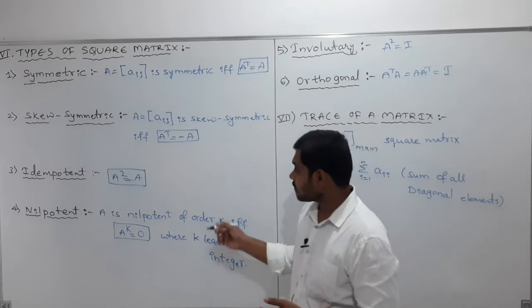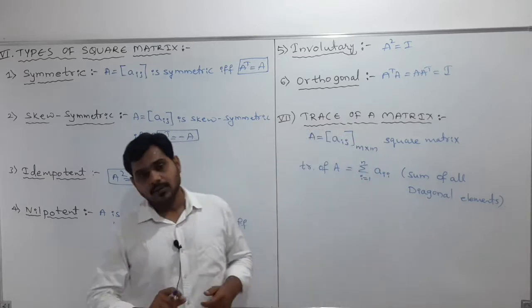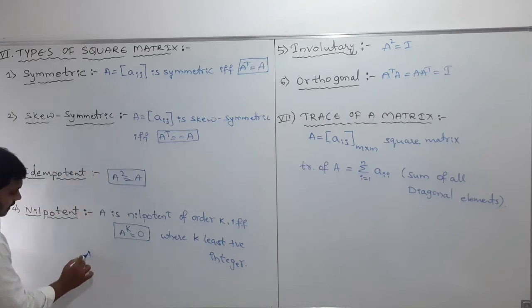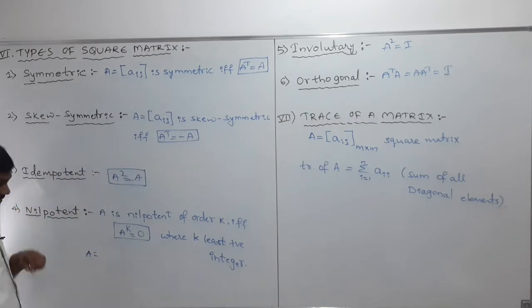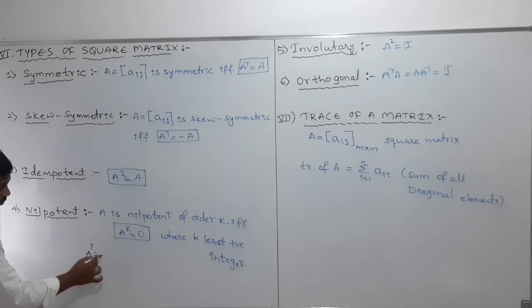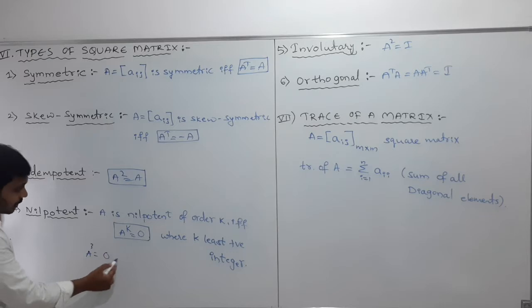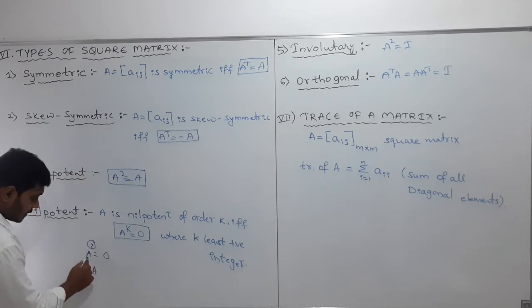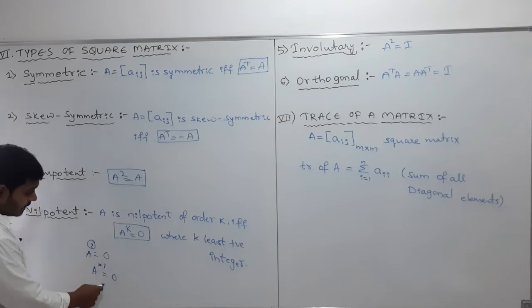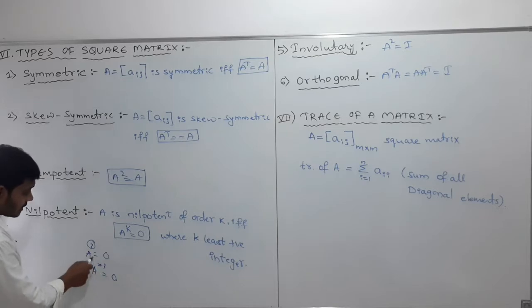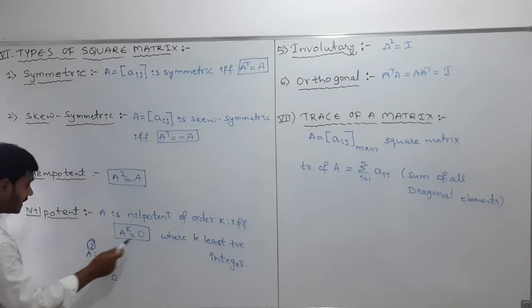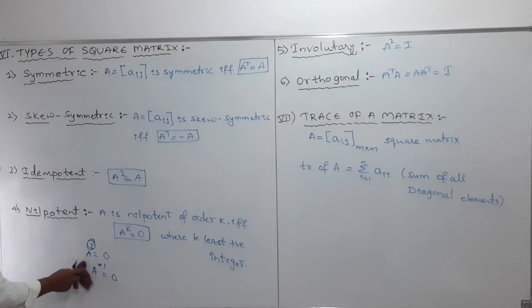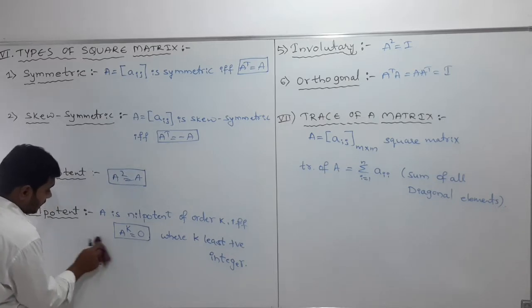Why? Say for example, if you take one matrix A, if you square this one or if you cube it, you may get 0. So now we can say that matrix A is nilpotent of order 3. And in the same way, sometimes A to the power 73 or something also gives 0. But in that case we should take the K value as the least integer. Clear? So this is the nilpotent matrix.